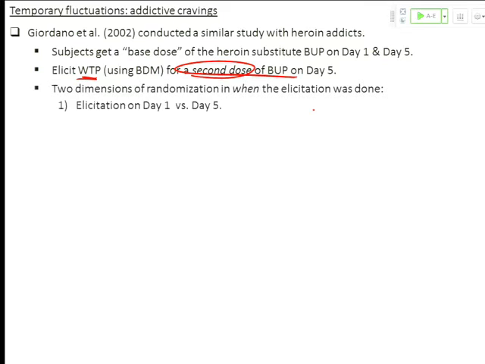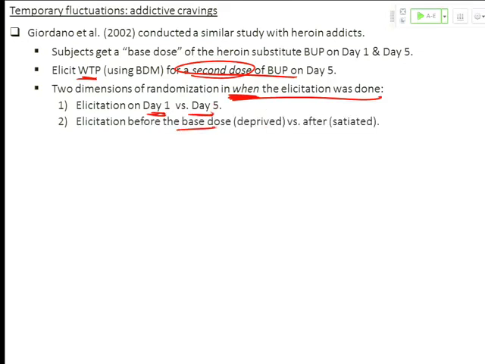So they did 2 dimensions of randomization, which are a little bit different than last time, so pay careful attention. They randomized when the elicitation was done, either on day 1 or on day 5. So there's no difference in when the BOOP is delivered. You're always valuing the second dose of BOOP, the BOOP in a satiated state. So you're eliciting either on day 1 or on day 5, and you're eliciting either before the base dose in a deprived state or after in a satiated state. So 4 elicitations, 4 different groups.